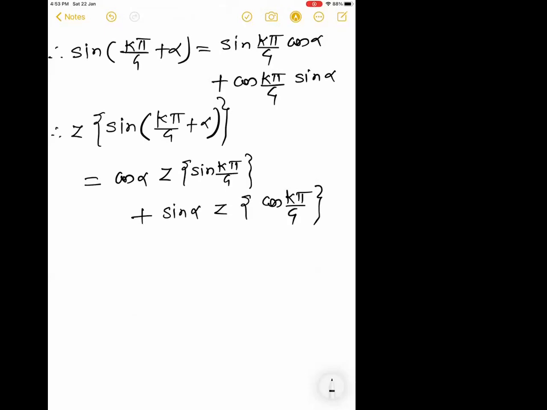Now just write down the formula and tell me what your answer is. The answer for sine alpha k all of you know. The answer for cos alpha k you have written. Just put the alpha value there and tell me what this Z transform is.